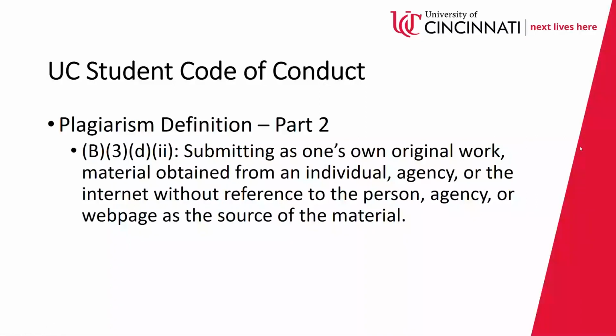Submitting as one's own original work material obtained from an individual, agency, or the internet without reference to the person, agency, or web page as the source of the material. Like the first type of plagiarism, this one focuses on properly referencing the source of any work that you use. But a key element of this definition is that sources, such as web pages, sometimes do not have clear and obvious authors. It is a common misconception that if an author is not obvious, then you do not need to cite the source.